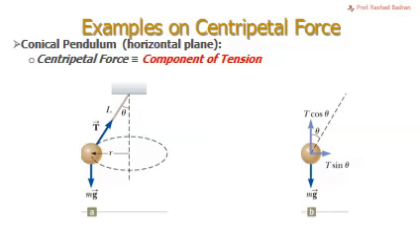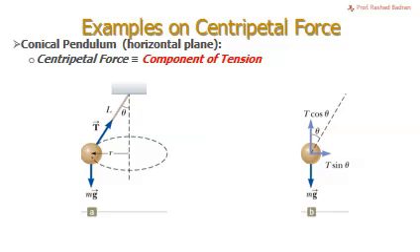And the name conical comes from the fact that the rope attached to the pole, while it's rotating the ball, forms a cone-like shape, and the base of the cone is the circle where the ball is rotating in a uniform motion.